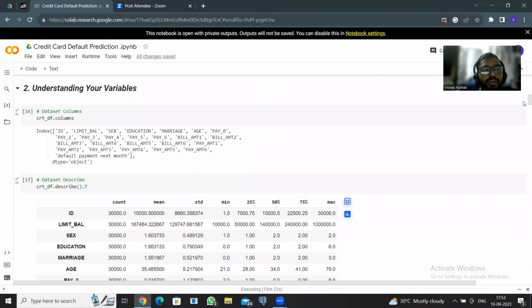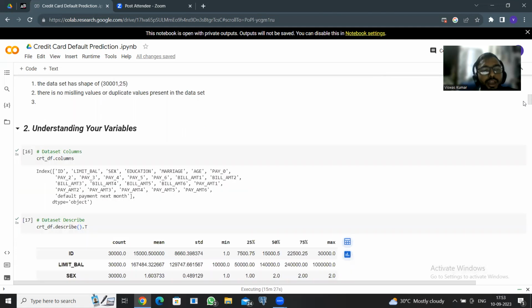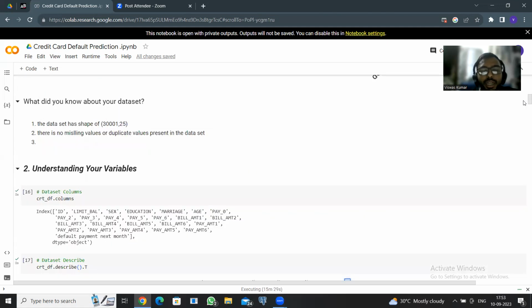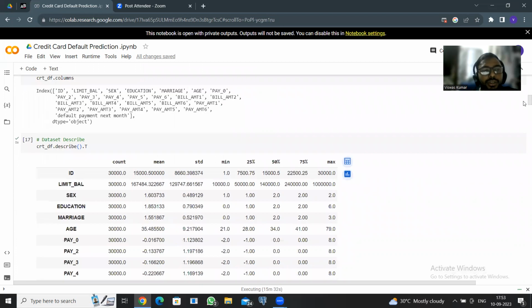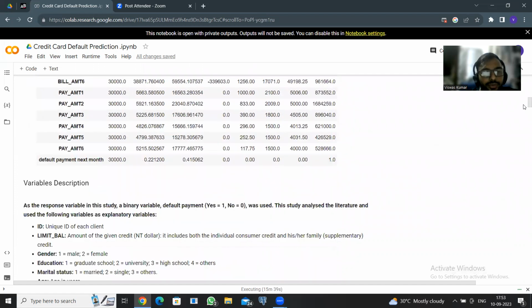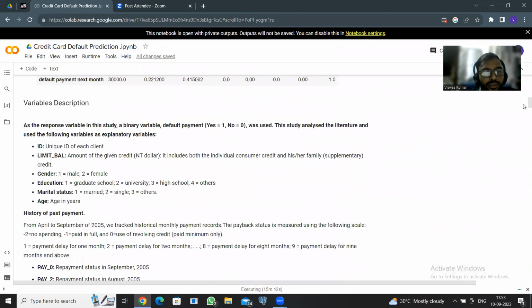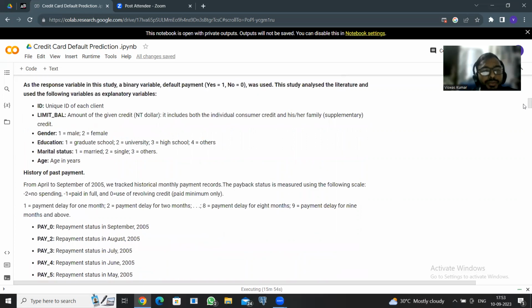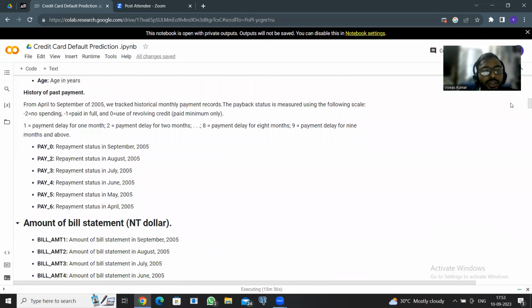Understanding our variables. We have to examine and understand the variables provided to do the EDA analysis or feature engineering. The columns list gives all the types of columns present in our data set. These are the descriptions of each and every column from our data set. ID represents the ID of the client. Balance limit represents the limit of the credit card balance. Then gender, education, and marital status are the main things.